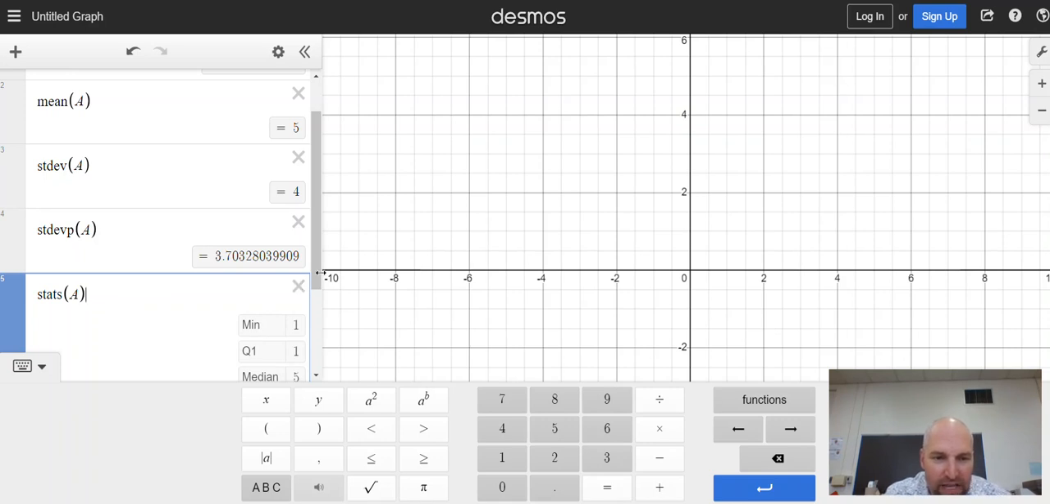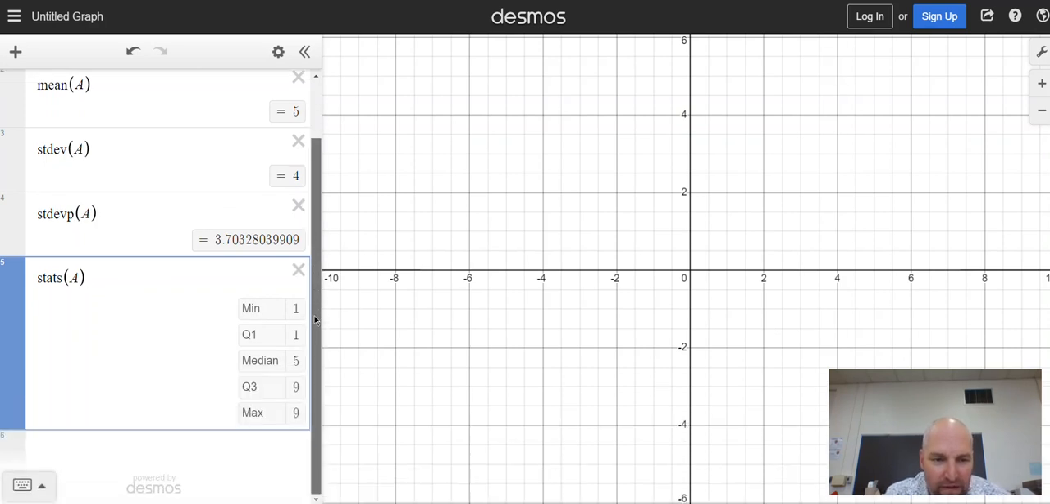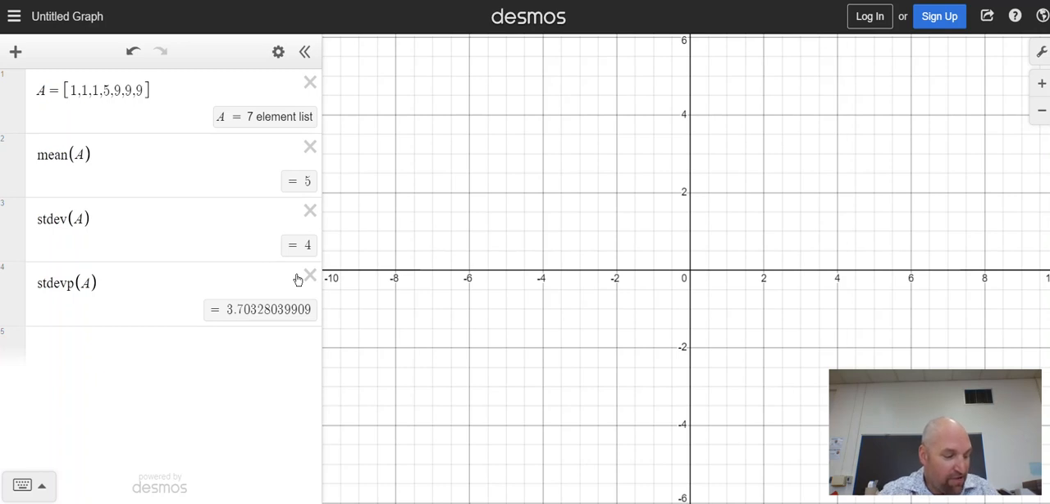Yeah, if you go to stats, well, this is something that we'll talk about in a minute, but it gives you your quartile 1, your quartile 3, your median, and your max and your min to help you with box plots, which we're going to get to in a minute. So we'll talk about that in a second. So there's your standard deviation. So for the first set I did, for A, our population standard deviation is 3.7.